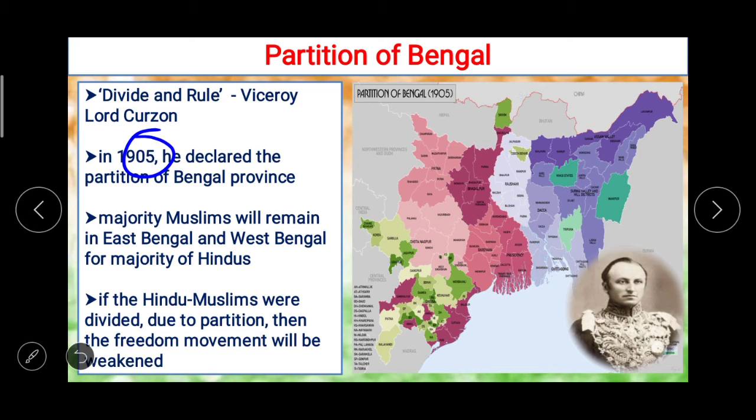With this partition, arrangement was made such that majority Muslims were divided due to partition. So the Muslims will remain in East Bengal and West Bengal for majority of Hindus. The hidden strategy of the British was, if the Hindu-Muslim were divided due to partition, then the freedom movement will be weakened. उसका ये मानना था कि एक बार ये पार्टीशन हो गया तो एक हिस्से में ज़्यादा से ज़्यादा हिंदू रहेंगे, एक हिस्से में ज़्यादा से ज़्यादा मुस्लिम रहेंगे, और इनको ही आपस में अगर लड़वाते हैं तो हमसे आज़ादी लेने की जो मिशन स्टार्ट है वो वीक हो जाएगी.